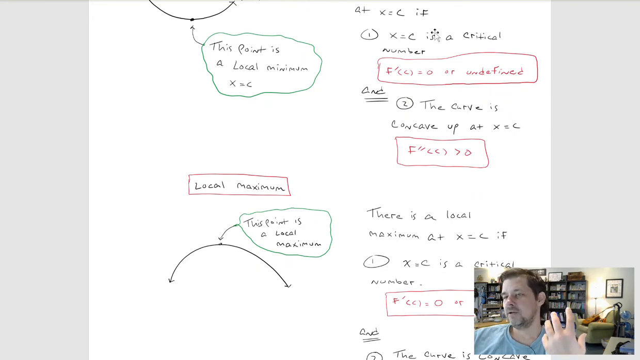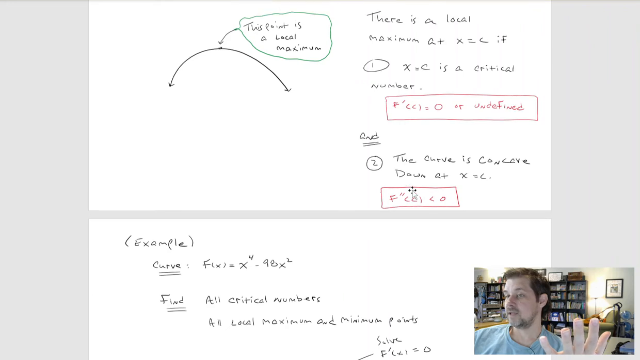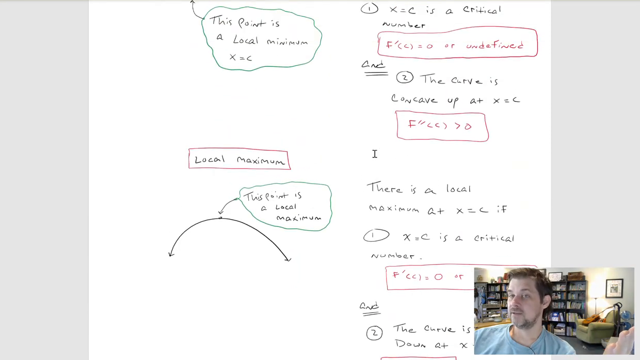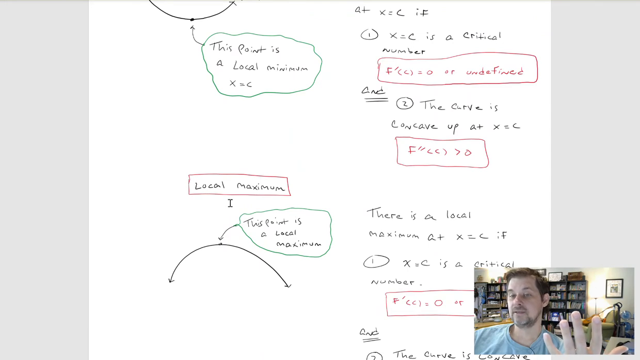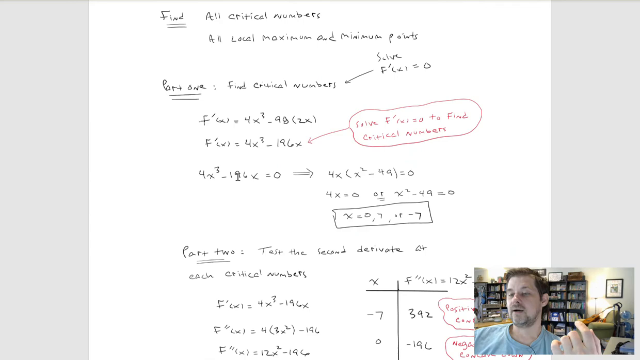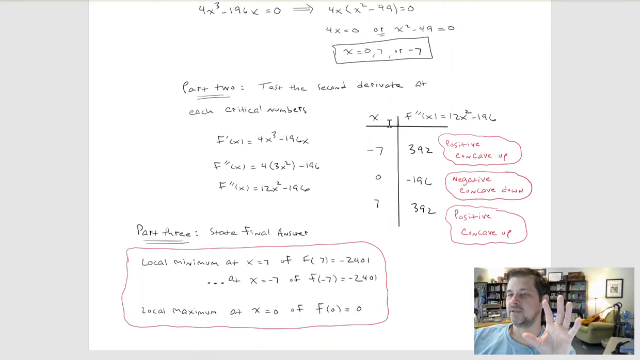So if I knew that the second derivative was positive, or if I knew that the second derivative was negative at those critical numbers, then that would fill in the rest of it for me. Then I would know if the curve was concave up or down, and by extension, whether there was a local maximum or a local minimum. Okay? So what I'll do next is I'll take these critical numbers and plug them into the second derivative and see what kind of number I get.